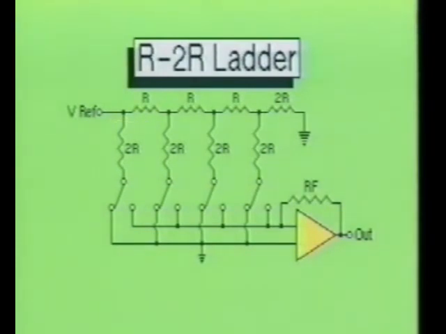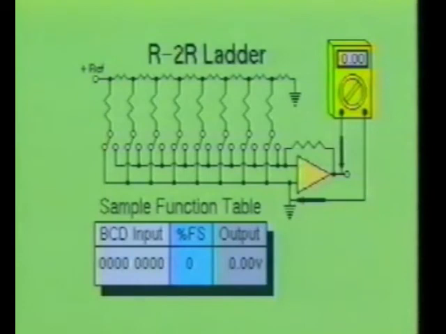The basic operation of the R2R ladder network is very similar to its counterpart, the binary weighted ladder network. Here you see an 8-input R2R ladder DA converter circuit. The input data is in the BCD format. As was mentioned previously in the binary weighted ladder configuration, the highest possible percentage of output from this circuit is only 99%.